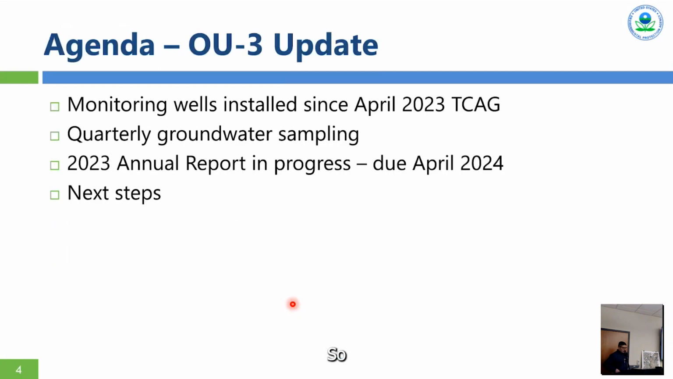So in the last 8 months, since the last TCAG meeting, we've been busy. The respondents have been busy. Monitoring wells have been installed. There's been ongoing quarterly groundwater sampling. The next annual report for 2023 is in progress, and we should have that at the beginning of April. And then we should also be talking a little bit about next steps as we move down the road here.